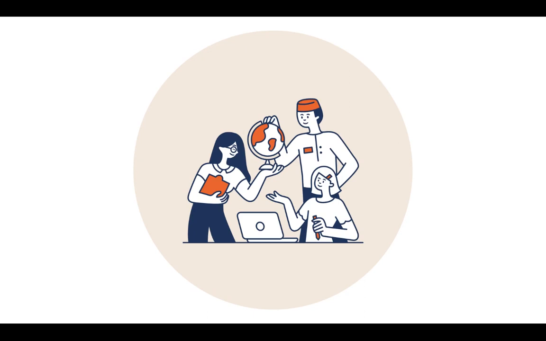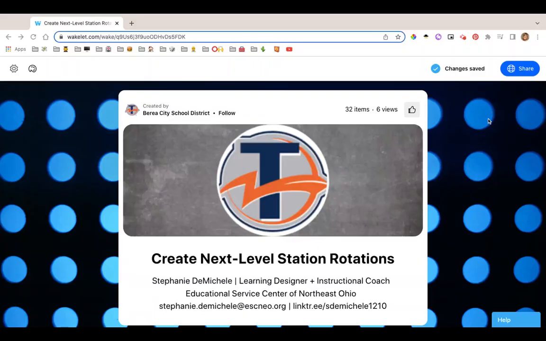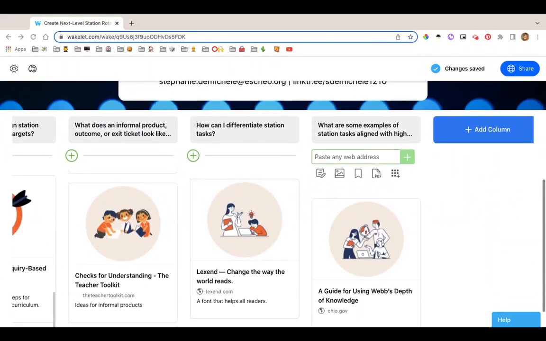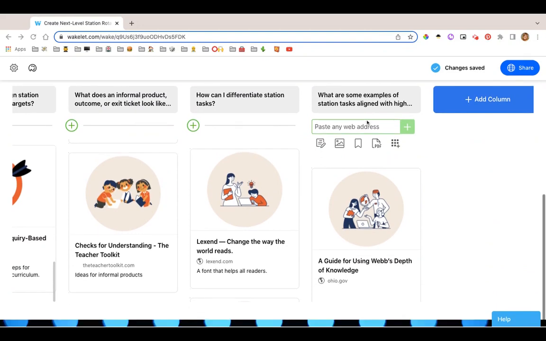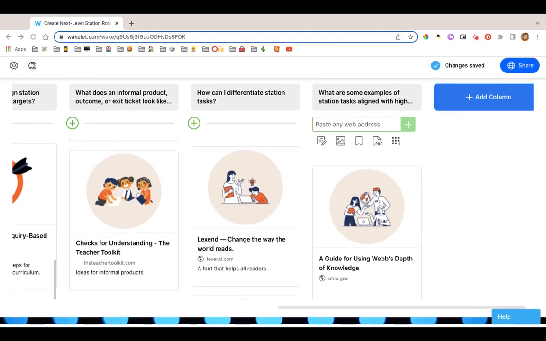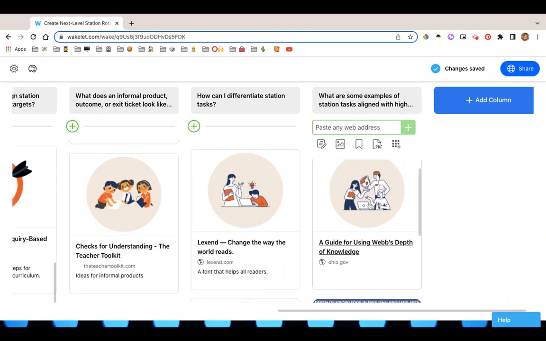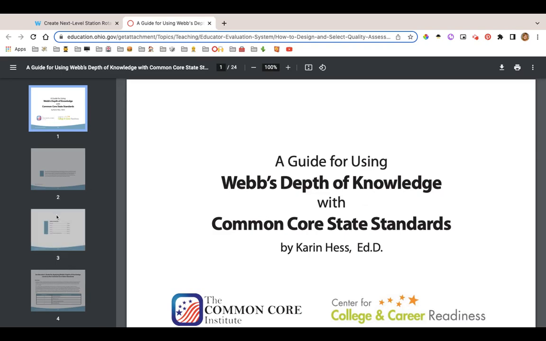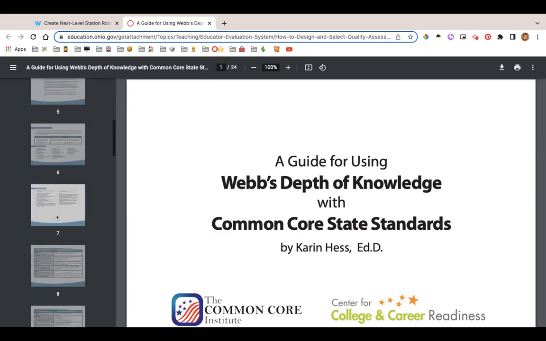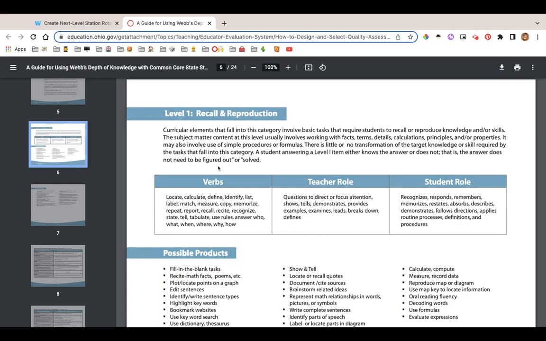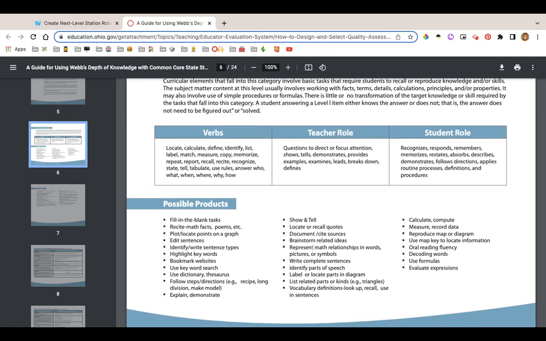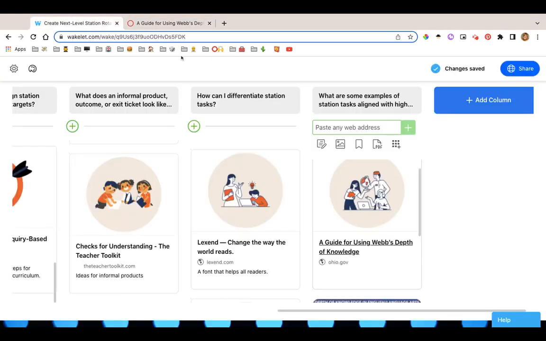Let's take a look at some resources about DOK. On our Wake clipboard, under this heading, what are some examples of station tasks aligned with higher levels of DOK? I've included a great text. It's a little dense, but what I like about it, it's from the Ohio Department of Education, and I just highly recommend scrolling down to each level, and then you can see here possible products. So that could help you in designing your station tasks.